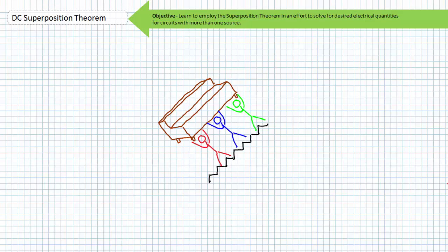I'm your instructor Jim Pytel, and today's topic of discussion is the superposition theorem as applied to DC circuits. Our objective today is to learn to employ the superposition theorem in an effort to solve for desired electrical quantities for circuits with more than one source. Bottom line up front, the effects add up.